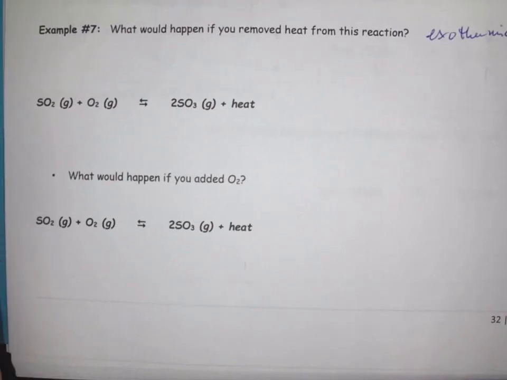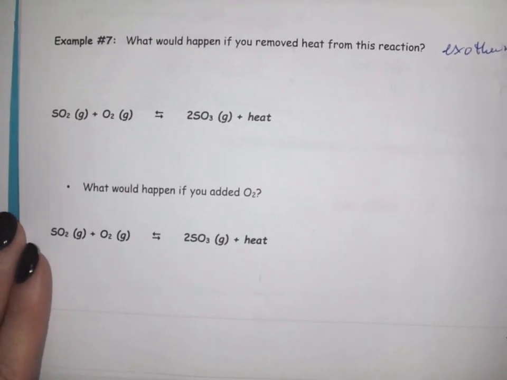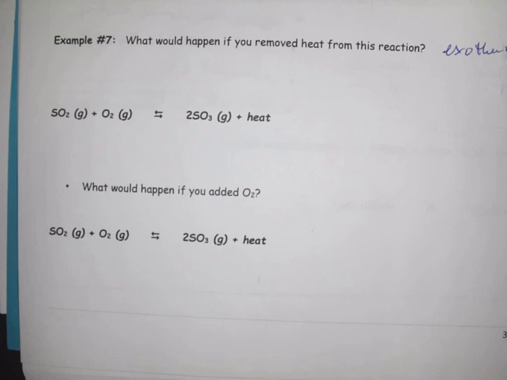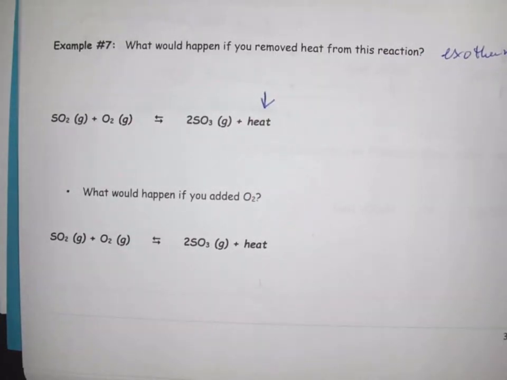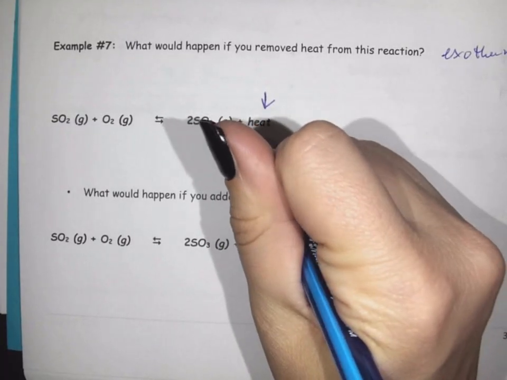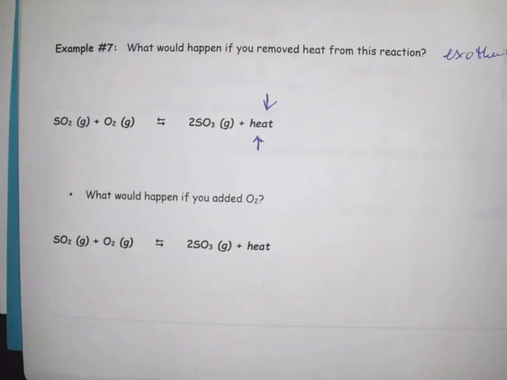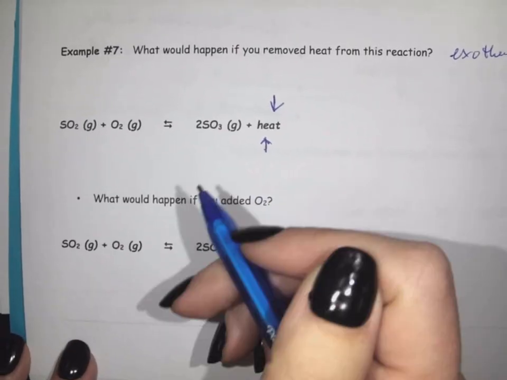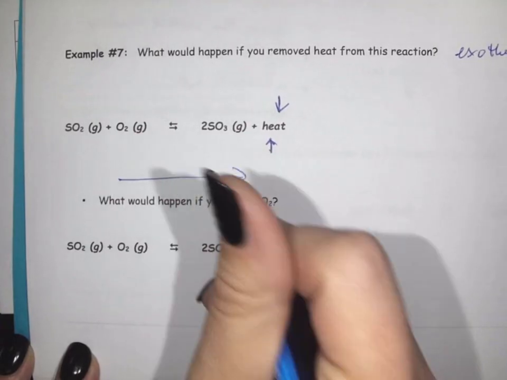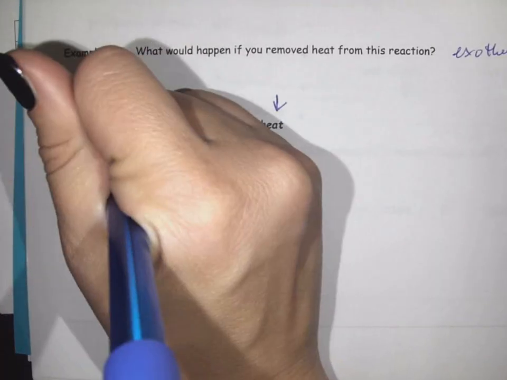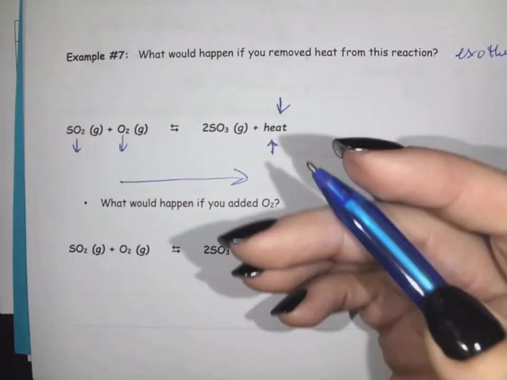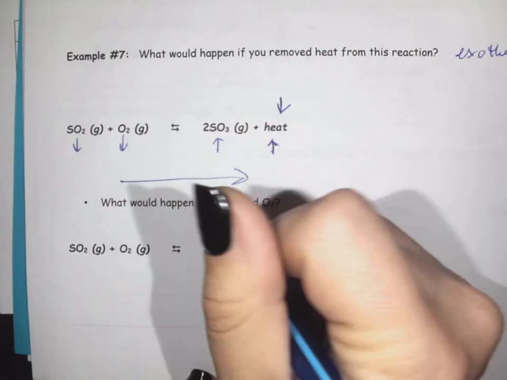All right, what would happen if you removed heat from the reaction? So the stress is removing heat. So the reaction is going to respond by doing the opposite. It's going to try to produce or make heat. But in order to produce heat where heat is on the product side, that means that we have to favor the forward reaction, because only in a forward reaction do the reactants decrease and the products increase.